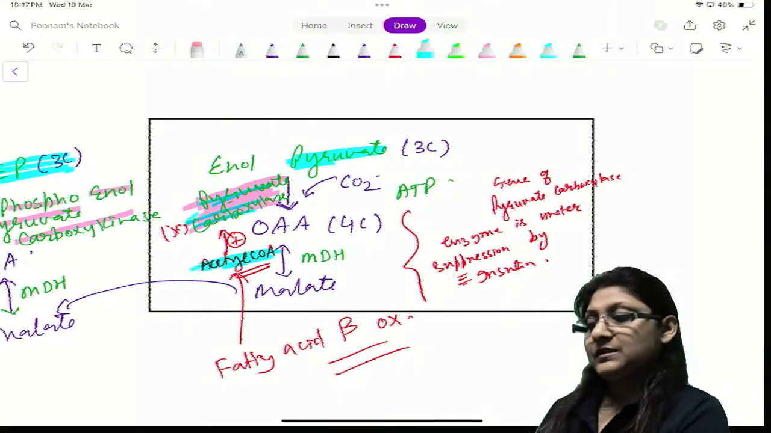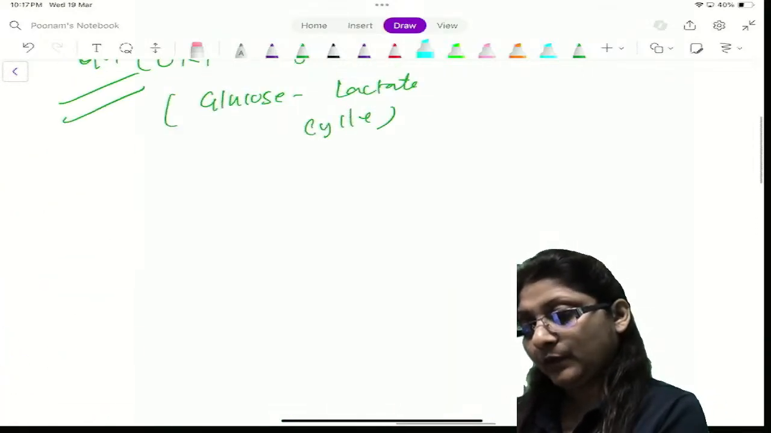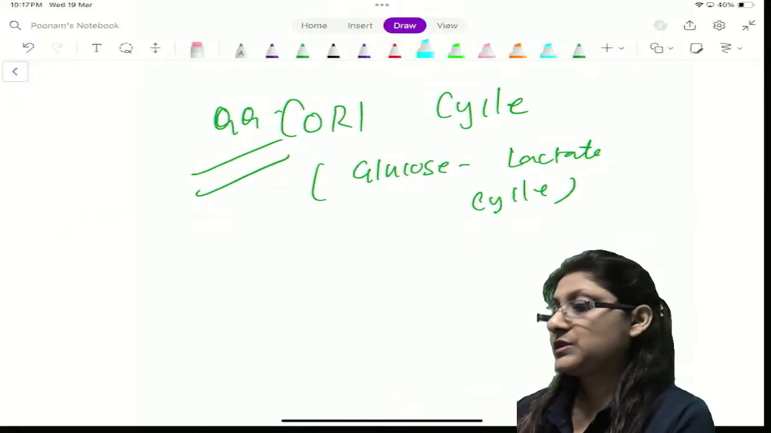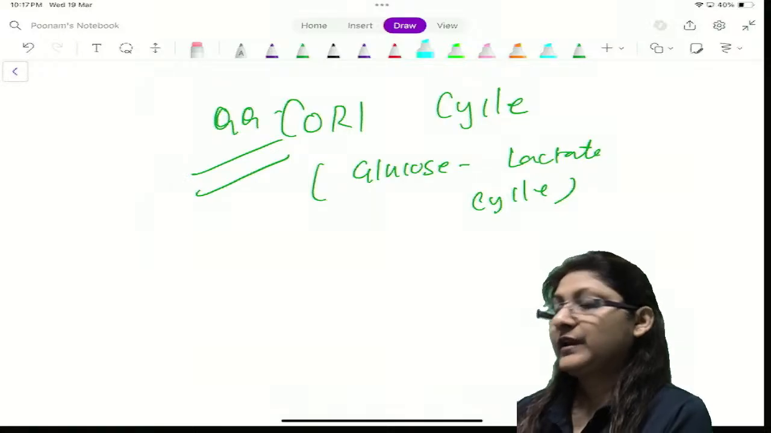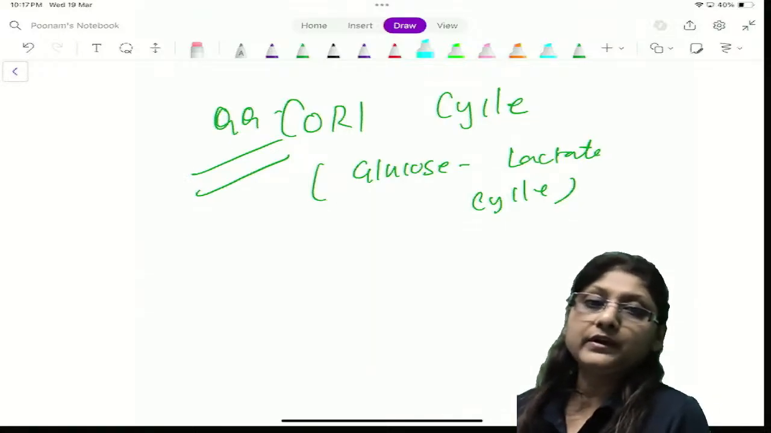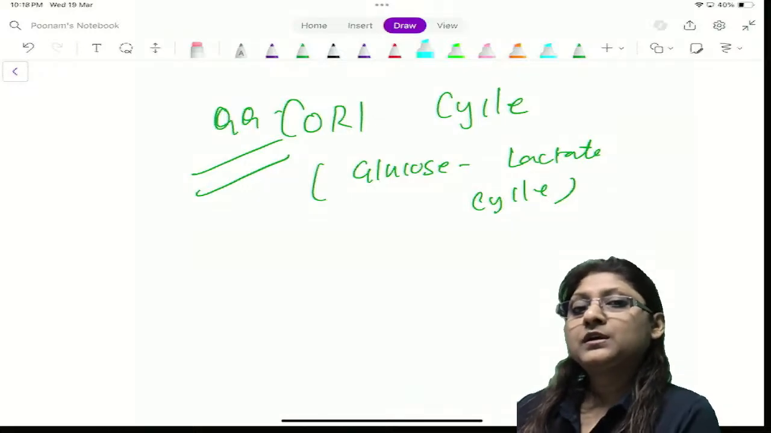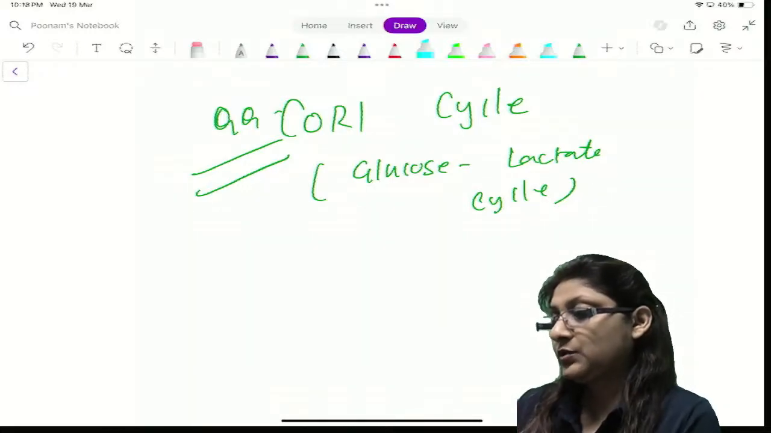So, saying this, now this is the time when I talk to you about Cori cycle, which otherwise is called glucose lactate cycle. This is a very important question, not only in prof exam, but also in the NEET, NEXT, all types of exam. You must know what is happening actually in the Cori cycle.